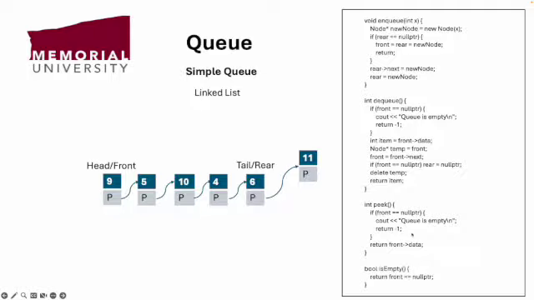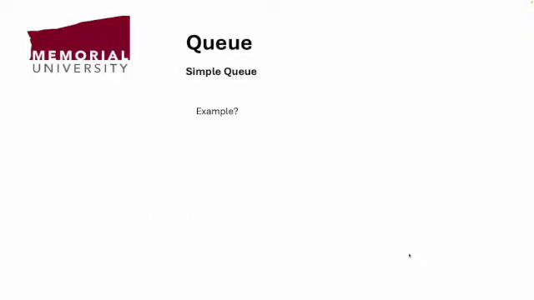Peek is pretty straightforward. Just return the value of the front node, without removing it. Check the empty to check whether the front is a null pointer or not. Okay, questions so far? Okay, good. Simple, quick, pretty straightforward, right?